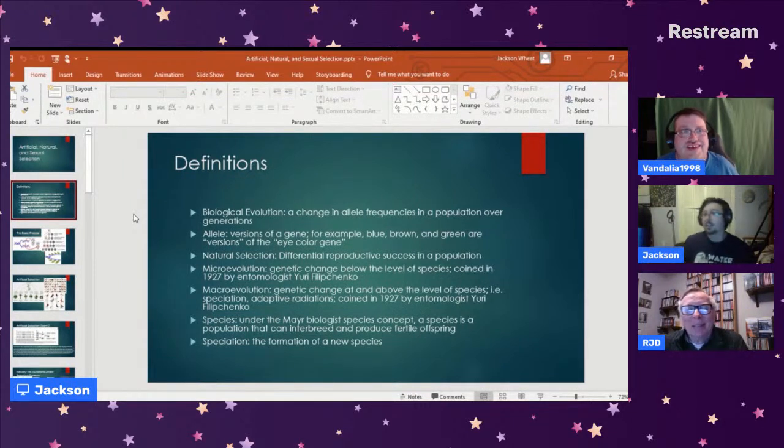Yes, regardless. So a change in allele frequencies. For anyone who is unfamiliar, an allele is a version of a gene. I took this overly simplistic example, but I think it helps understand what it is. If you imagine there's a single eye color gene, and I have no idea if that's the case, but it probably isn't, if you assume there's only one eye color gene, the versions, the alleles, are blue or brown or green. These are the different versions of that one gene.